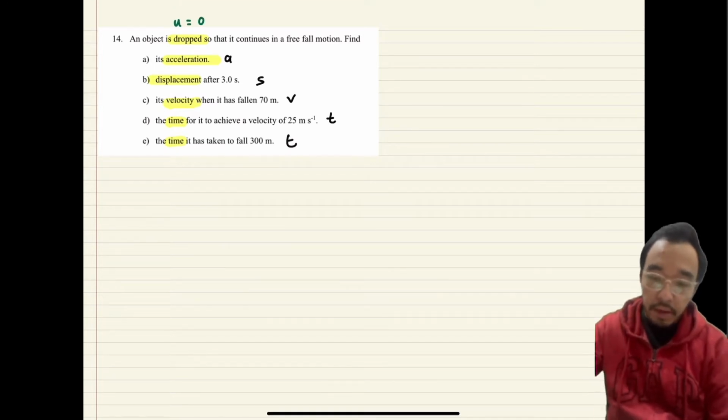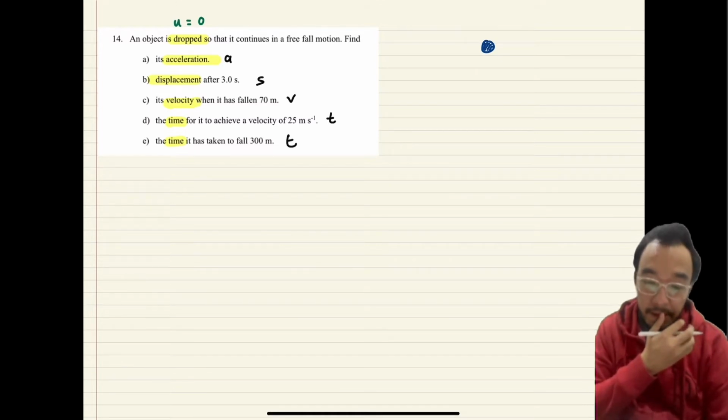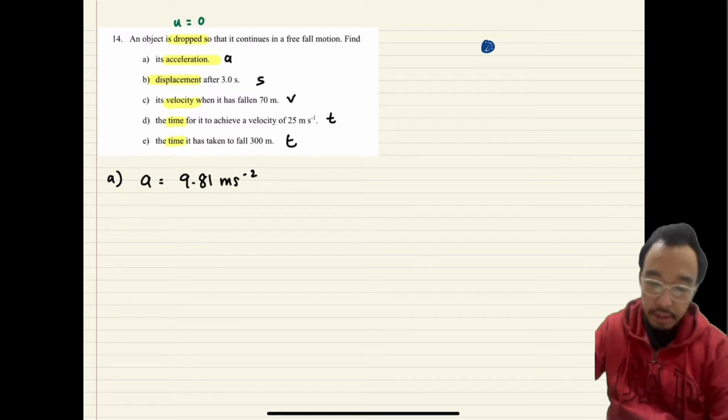So we can draw a simple diagram. You can imagine maybe this one is a stone or something. Find its acceleration. So for an object that moves in a free fall, the acceleration will always be equal to 9.81, which is due to gravitational acceleration. We can write this one as downward.